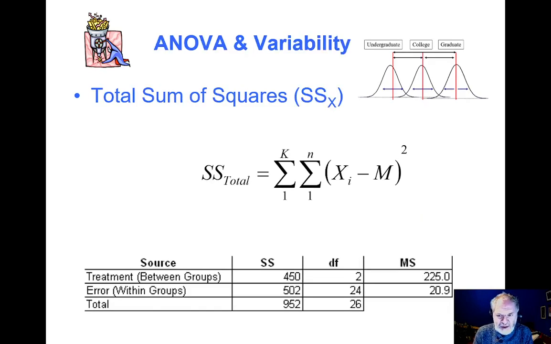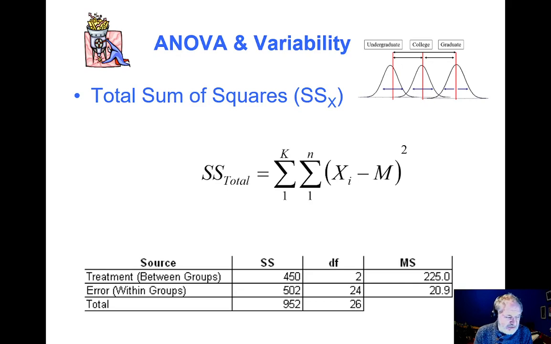So, in terms of variability, in terms of our source table, we're going to walk through the calculations for the source table. So I have the source table here. The total sum of squares is 952. And that total sum of squares is this calculation right here. M here is referred to as the grand mean. So I'll walk through that in a bit. And the grand mean is the overall mean for the 27 individuals.